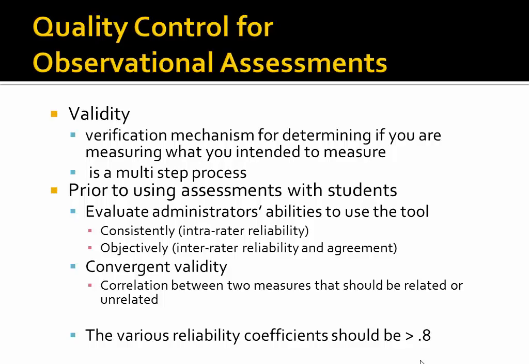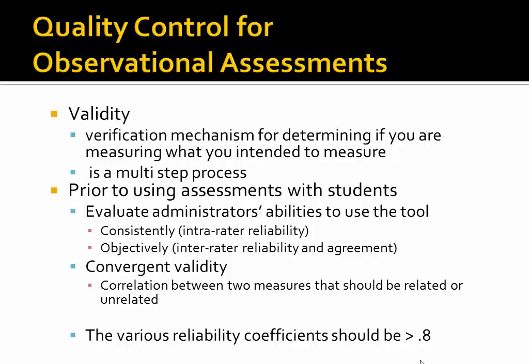Consistency and objectivity are important. Synonyms for consistency are intra-rater reliability. Synonym for objectivity is inter-rater reliability. So consistency is intra, objectivity is inter. And you also might know that as agreement.